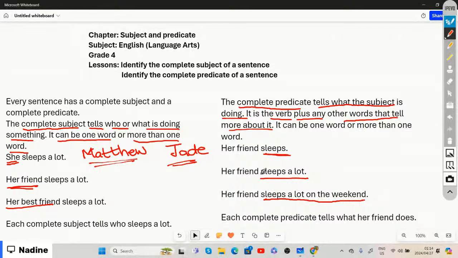Right? So remember, we have a subject and we have a predicate, right? That shows a complete sentence. We said a complete subject, right? It tells us who or what is doing something. And then a predicate, right? It tells us what the subject is doing, and it is the verb plus any other word that tells us more about it.